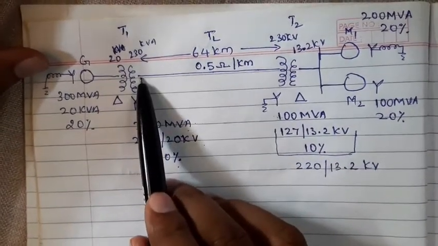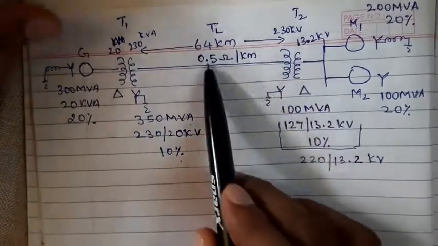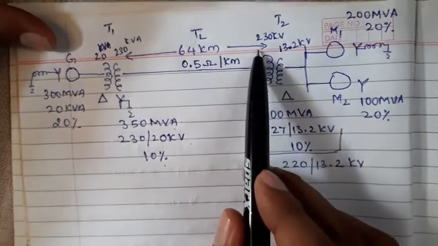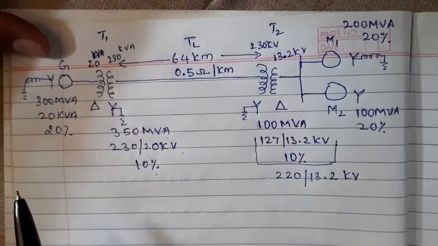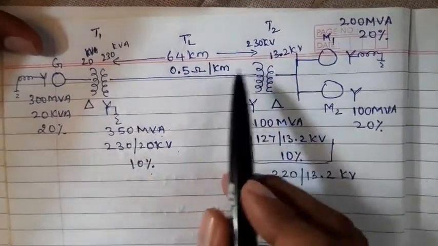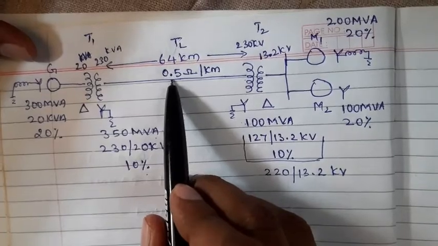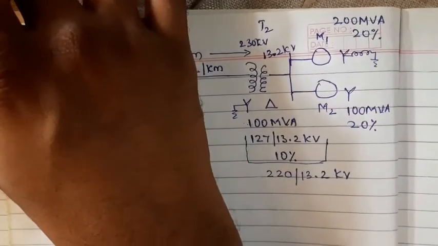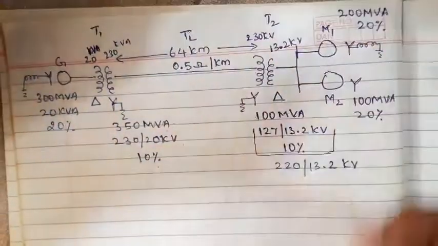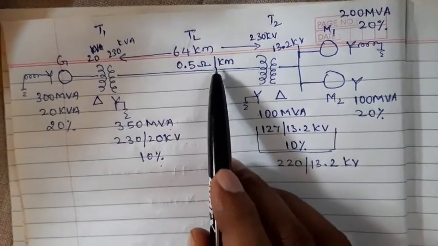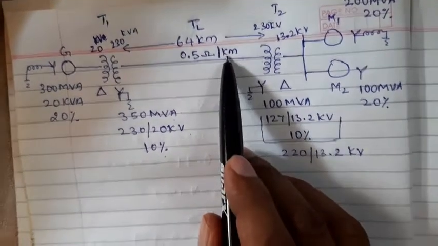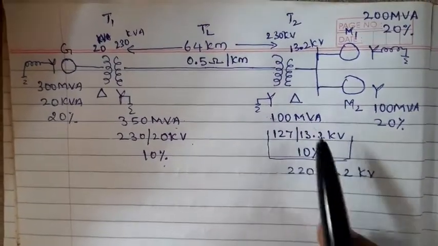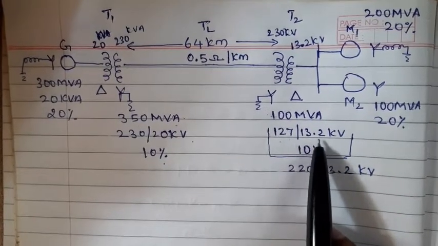From transformer 1 to transformer 2, there is a transmission line of 64 kilometers. They have given the transmission line series reactance as 0.5 ohms per kilometer. Now the T2 value they have given is 100 MVA, 127/13.2 kV, 10%.